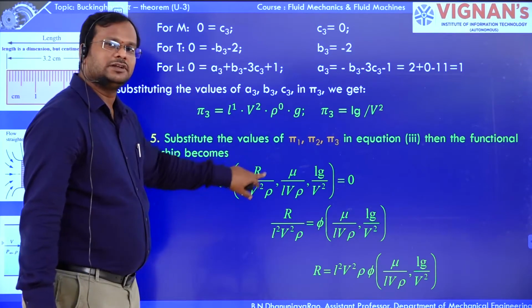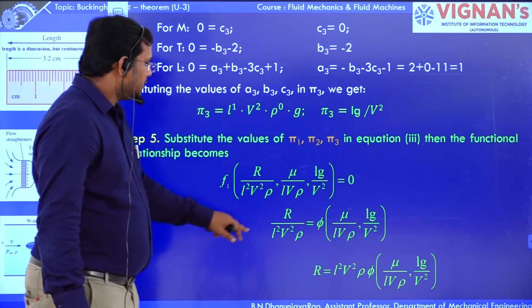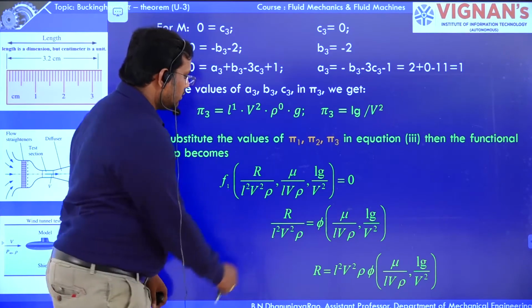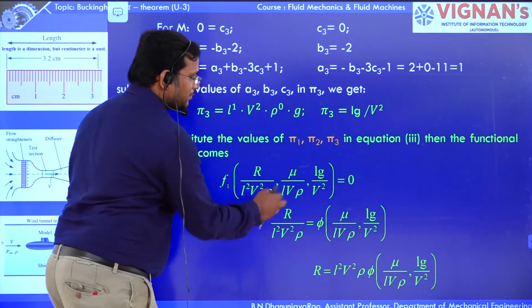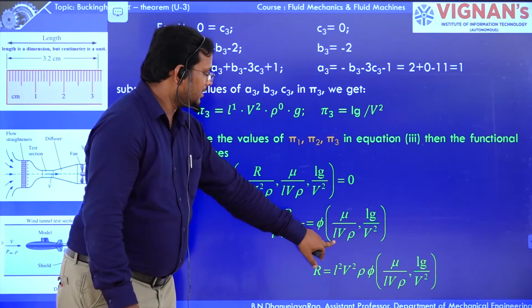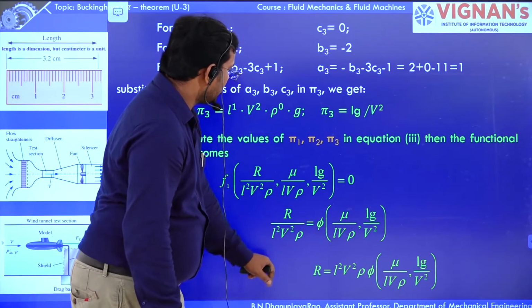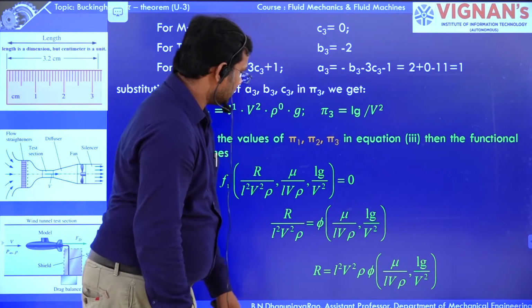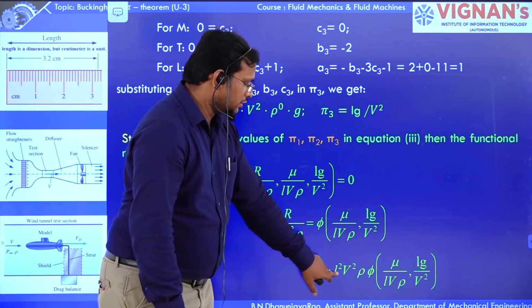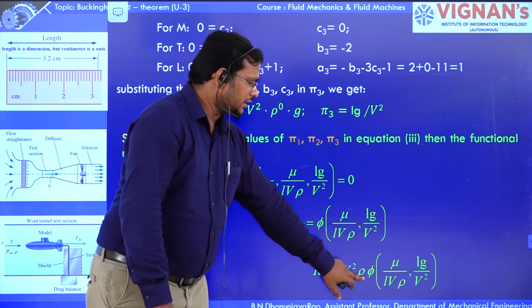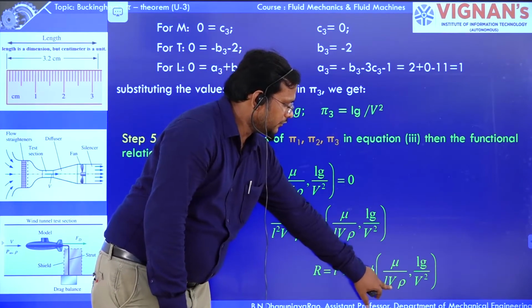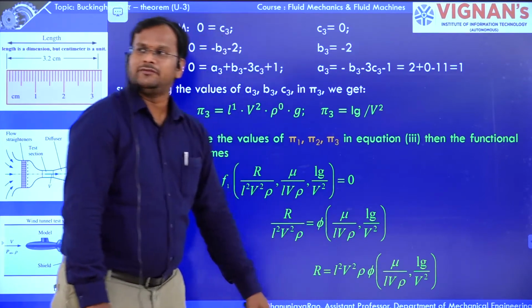So we need the expression for R, where we took phi as constant. So R divided by L square V square rho is equal to phi of mu by L V rho, L g by V square. So here is the final expression: R is equal to L square V square rho times phi of mu by L V rho, comma, L g by V square.